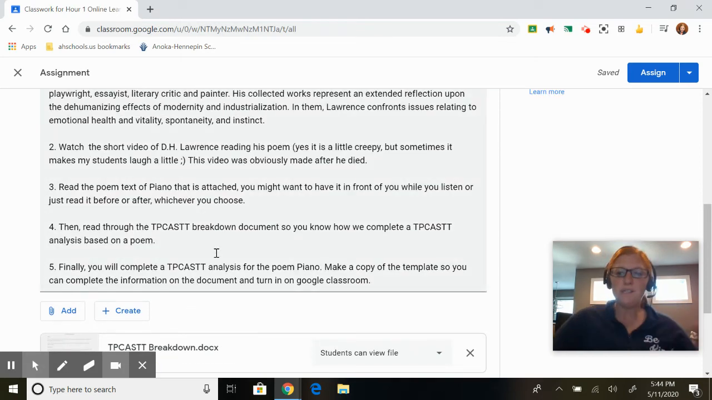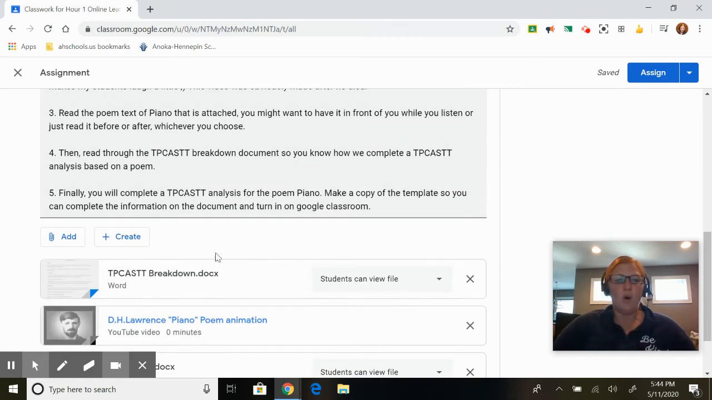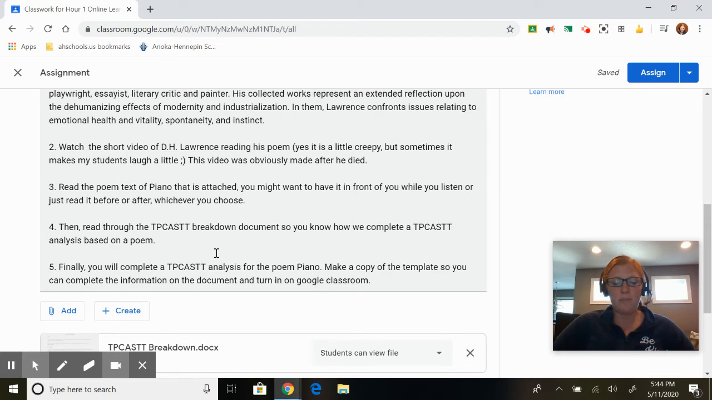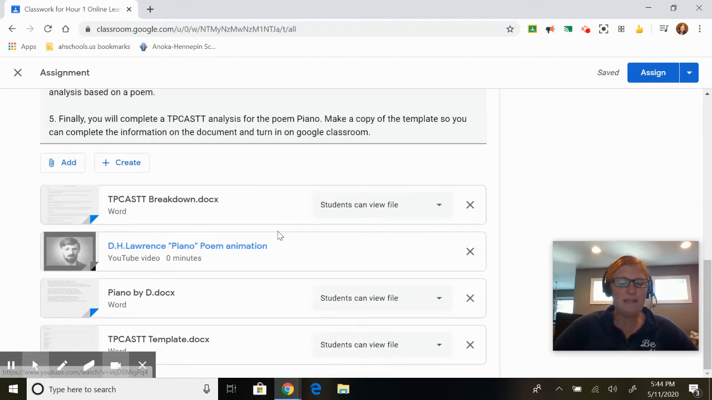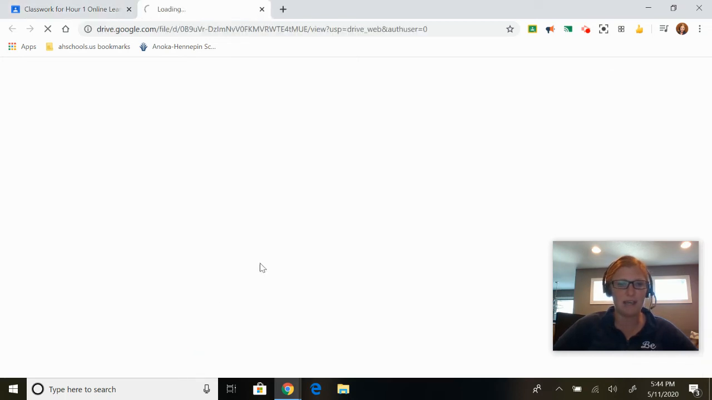So once you've listened to the poem and read through the poem, I would do it at least twice before you jump in, and you might have to do it multiple times, especially if you have that poem in front of you. So once you've looked at that poem, now you're going to jump in and do your own TPCAST based on the piano. That's the last thing that's attached here in your assignment today.